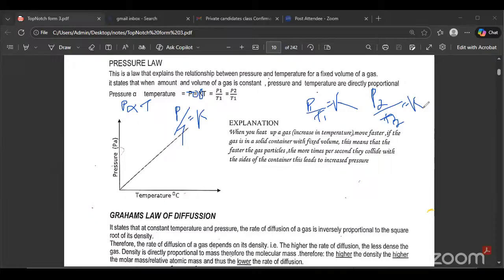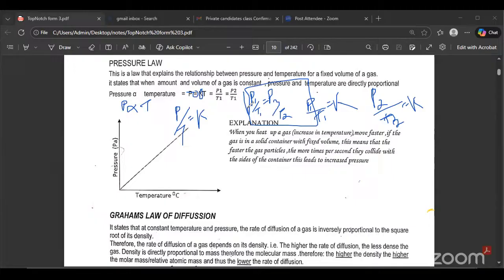Wacha tu hivyo, formula iko hivyo. So we'll have P1 over T1 is equal to P2 over T2. That one now is the pressure law formula. Now we have the Charles law. Charles law, we'll talk about that one so that we see inakuwa nini.